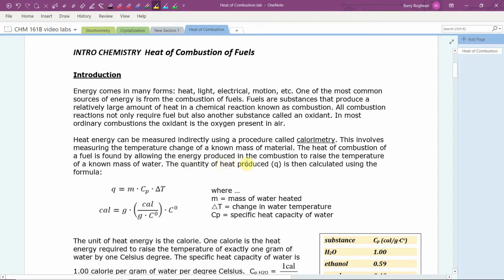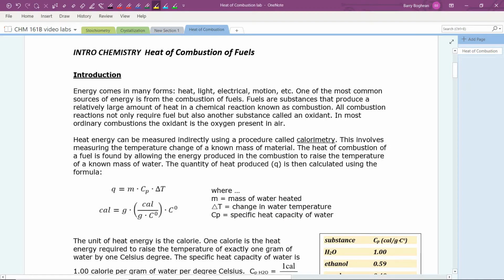And the quantity of heat produced, symbol we'll use as Q, is calculated from the formula Q is equal to M Cp delta T. M is the mass of water heated, delta T is the change in the water temperature, and Cp is the specific heat capacity of water.